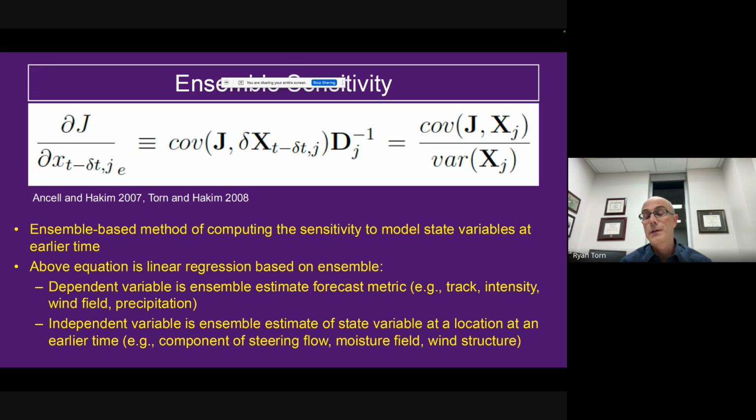So for example, in the track situation, we were often looking at how changing the steering flow at some location around the storm impacts the subsequent track forecast. As we go into these other metrics, we had to actually start to evaluate which fields were most appropriate for each of them.